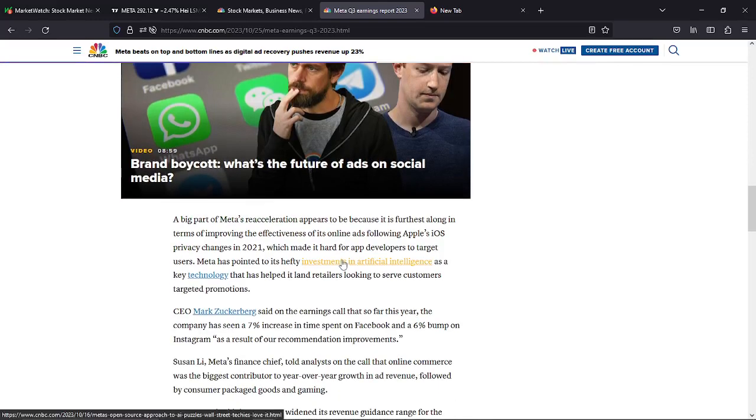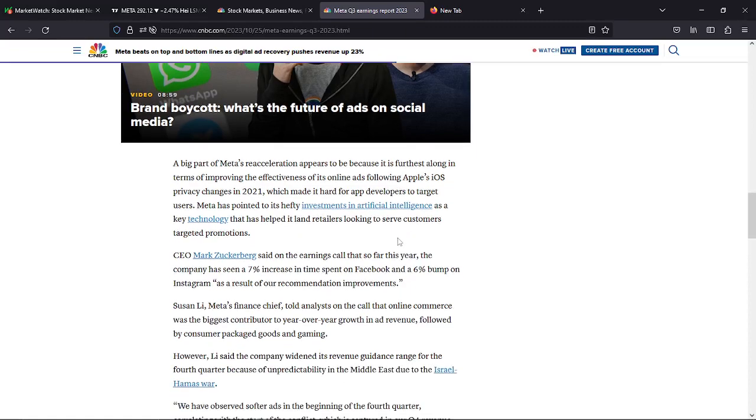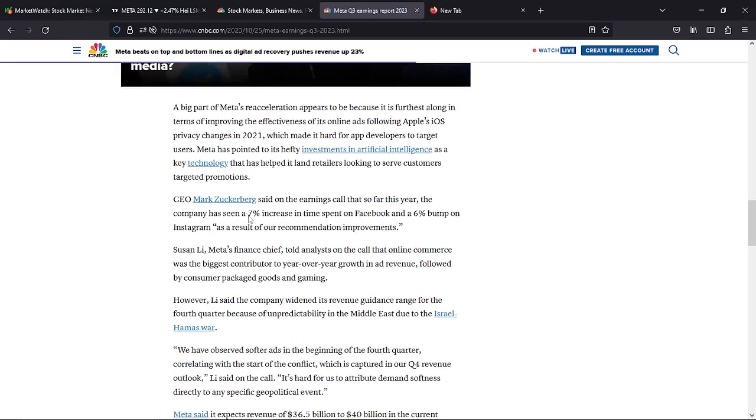Okay. Yeah. So they actually re-accelerated because of Apple, right? Some of the policy changes at Apple, so they benefit from that. They see a 7% increase in time spent on Facebook and a 6% bump on Instagram, right? They also own Instagram, and so on.